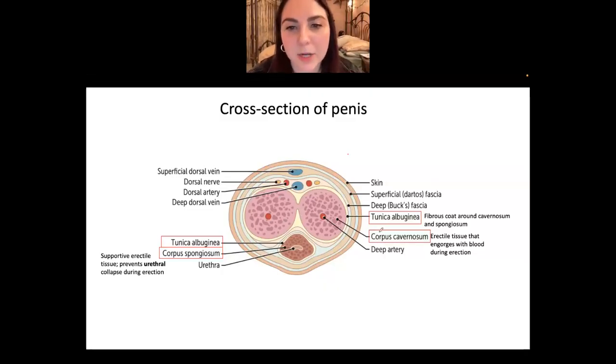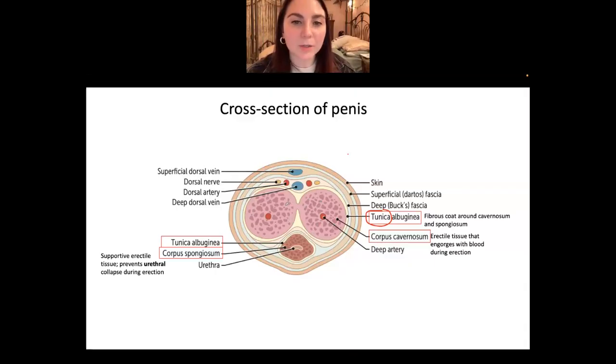So the first one is going to be the tunica albuginea. And again, this is a cross section. Imagine it's just like a straight slice through, down and through, and then you look down it. So the tunica albuginea, remember, tunica means coat, so it's surrounding something. The albuginea surrounds what's known as the corpus cavernosum, which is in pink on both sides, and then the corpus spongiosum down here. Okay? So tunica albuginea is this yellow, and it's surrounding the cavernosa and the spongiosa.